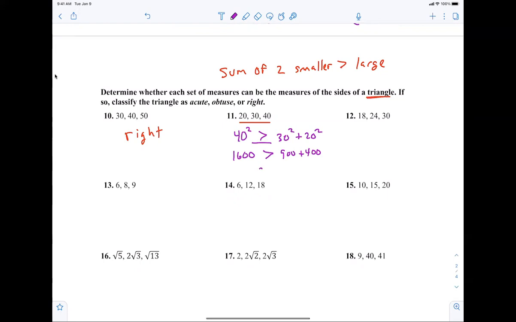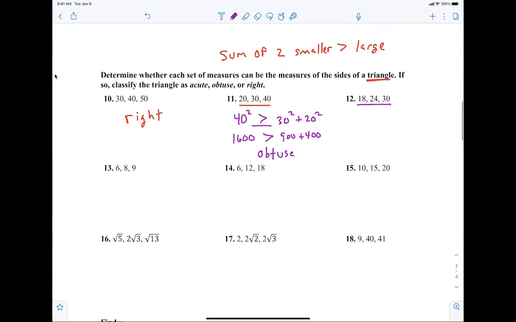Yep, obtuse. And again, remember, if you enlarge c, that creates an obtuse angle. If you shorten c, it makes an acute angle. Does that make sense? All right, so is number 12 a triangle? Yeah, that's a triangle. Is it just a right triangle because of the triples? Yeah.